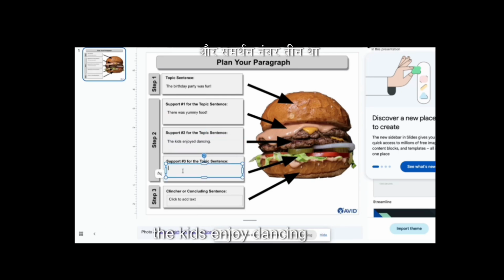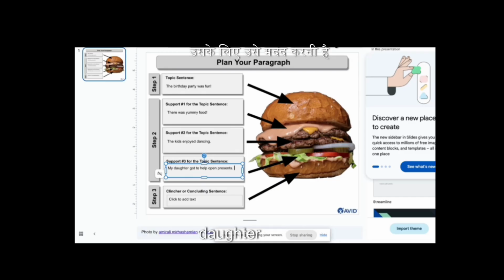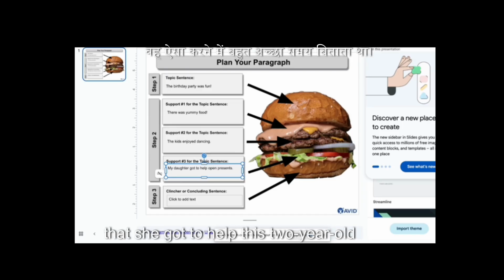And support number 3 was my daughter got to help open presents. My daughter is 1, and that was a big deal for her that she got to help this 2-year-old who's having a birthday party open presents. She had a really good time doing that. That was really fun for her.